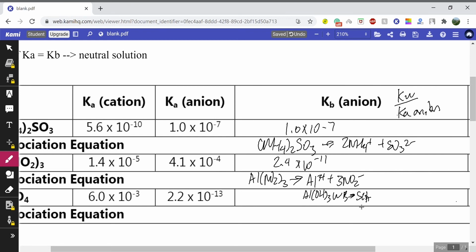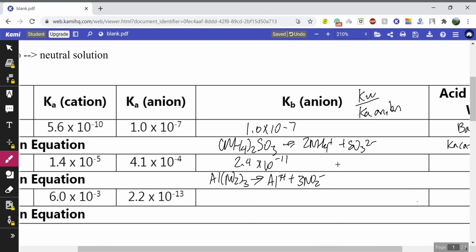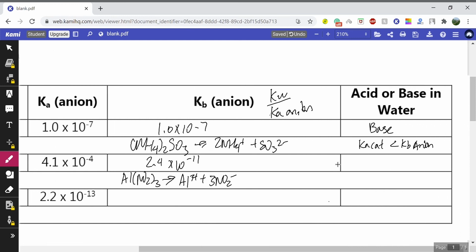Again, Al(OH)3 is a weak base, which turns into a strong conjugate acid, and HNO2 is a weak acid, which turns into a strong conjugate base. Since both of these are strong, we have to compare the Ka and the Kb. Ka of the cation and Kb of the anion, which one is greater? We're comparing 1.4 times 10 to the negative 5 to 2.4 times 10 to the negative 11th. 1.4 times 10 to the negative 5 is much bigger. So Ka of cation is greater than the Kb for the anion, which means this is going to be acidic.